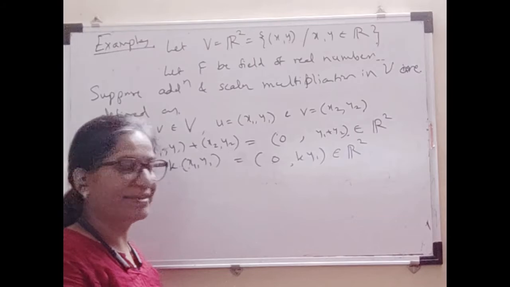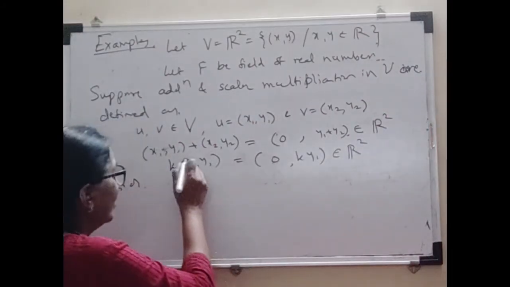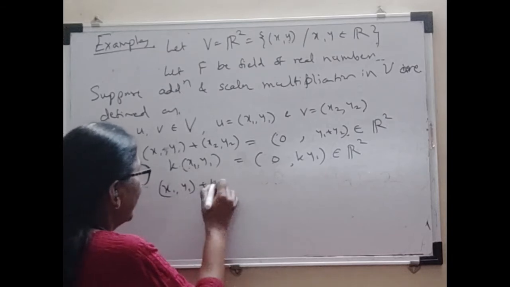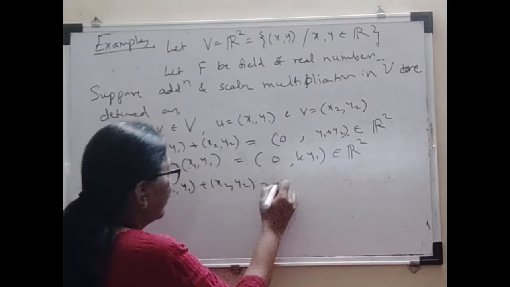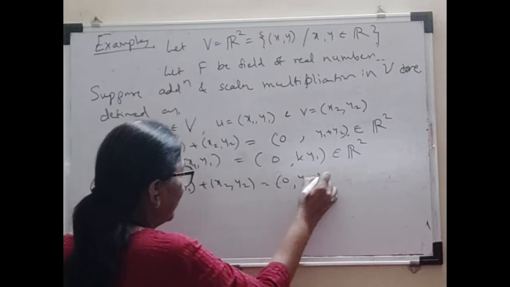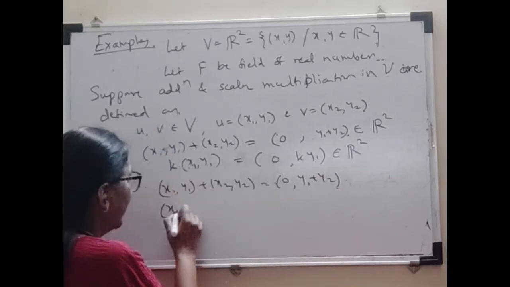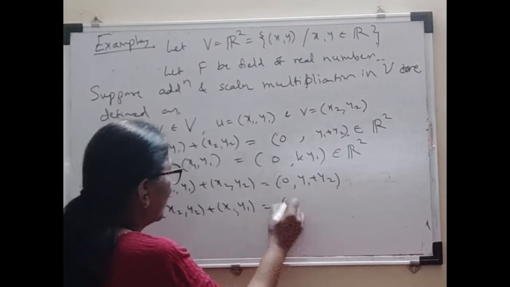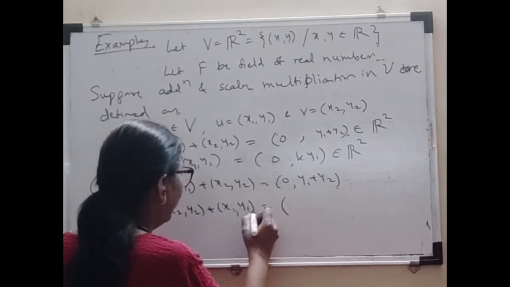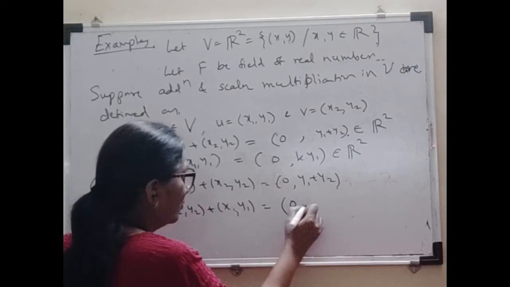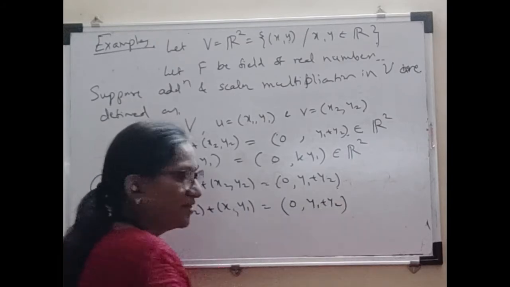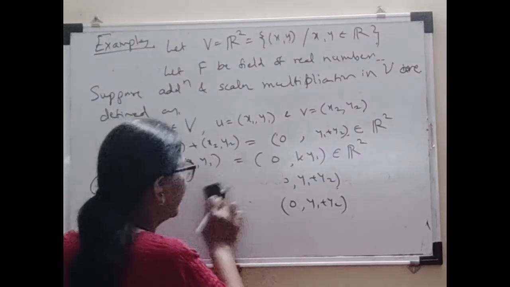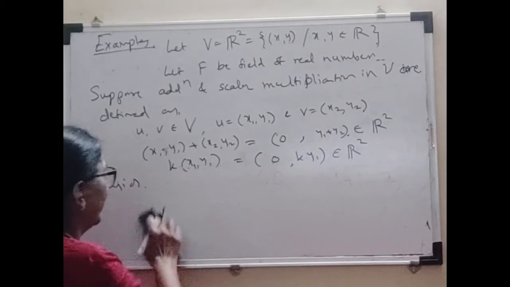Is it a vector space? We'll check it. What about commutativity? (x1, y1) plus (x2, y2) is equal to (0, y1 plus y2). If I consider (x2, y2) plus (x1, y1), that is equal to again, x2 plus x1, I write it as (0, y1 plus y2). Yes, commutativity is satisfied.